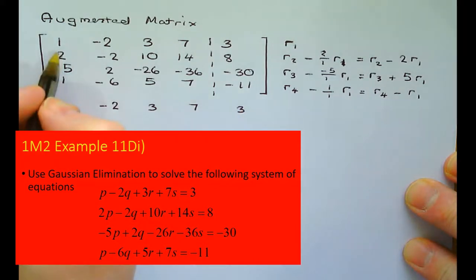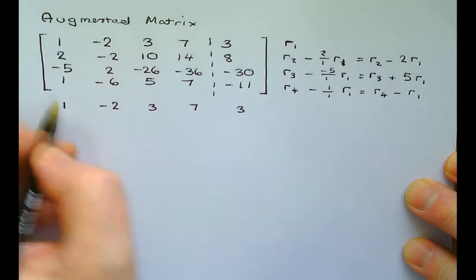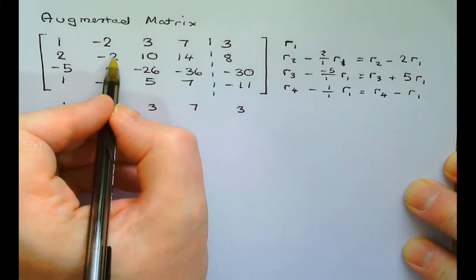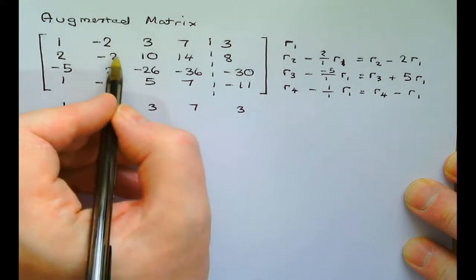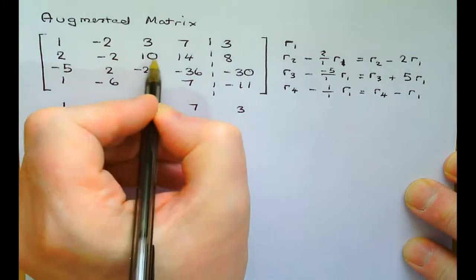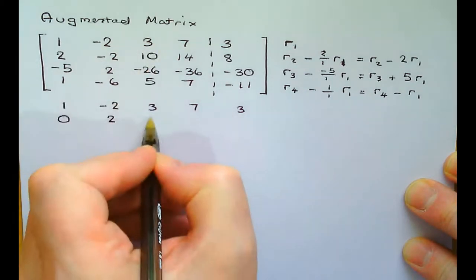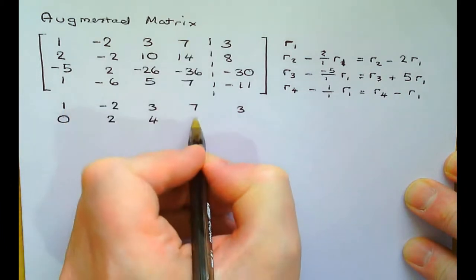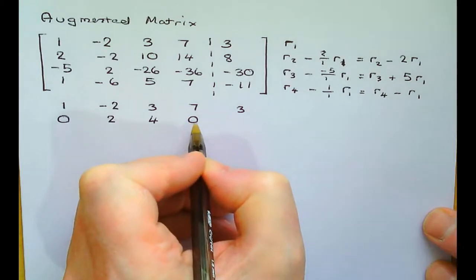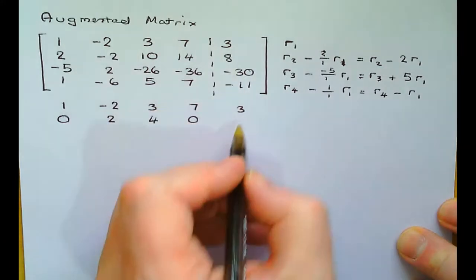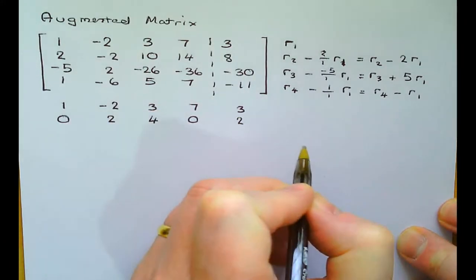Second row, row 2 minus twice row 1. 2 minus twice 1, minus 2 minus twice minus 2, minus 2 plus 4 gives us 2. 10 minus twice 3, 14 minus twice 7. It's given us a 0, an unexpected 0. 8 minus twice 3, 8 minus 6.